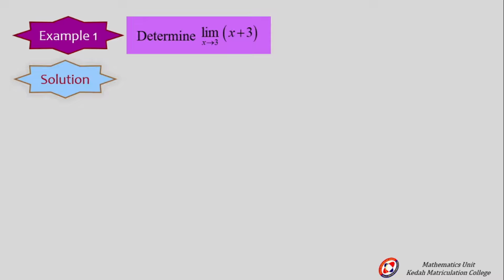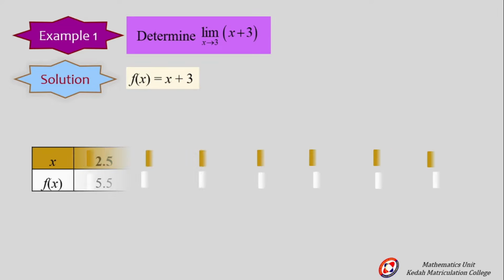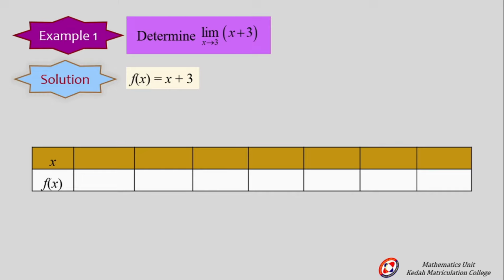First, we write the function f(x) equal to x plus 3 to understand the concept of limit and trace the behavior of f(x) as x comes closer and closer to a. We use a table. Since x is approaching 3, we put 3 in the middle of the table. Then we choose the 3 closest values from the left of 3. So we start with 2.9, 2.75 and 2.5.